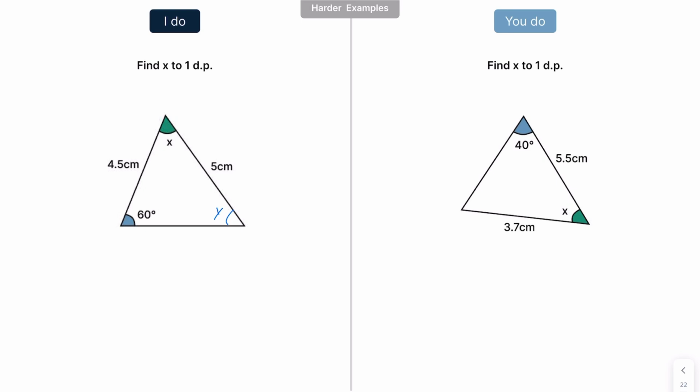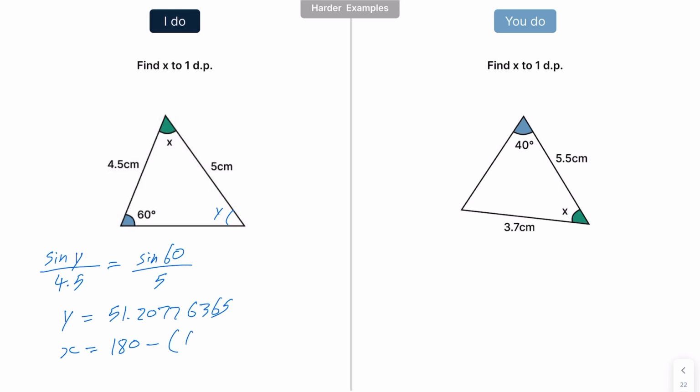So if I say y, so we're looking for angle y, we're going to divide that by the side opposite angle y, and then we're going to use the other side that we know both bits of information on. And if I write y there, that becomes 51.20776365. And then angles in a triangle add up to 180, so that will give us x is equal to 180, take away 60 plus the 51.2 that we got for y, and that gives us our answer as 68.8 degrees to 1 decimal place.